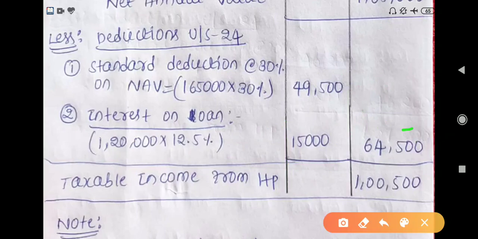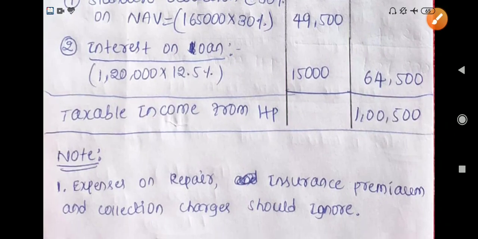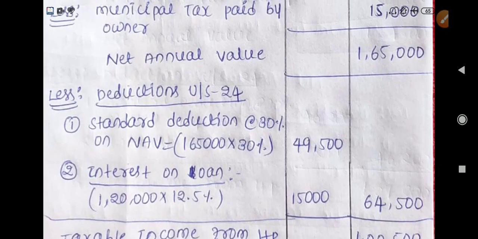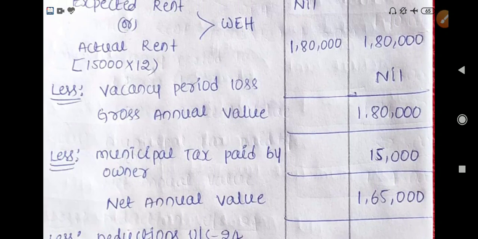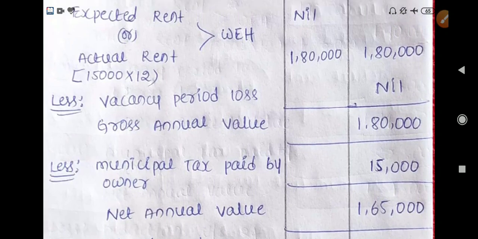So if you deduct that 64,500 from 1,65,000, that is NAV, you will get the taxable income from house property. NAV minus deductions under section 24, you will get 1,05,000. So 1,05,000 is considered as taxable income from house property. I have mentioned here a note: expenses on repair, insurance premium and collection charges should be ignored, because they are not taken into consideration. They are not related to this answer. Anywhere, don't take into consideration those items. I hope you understand.